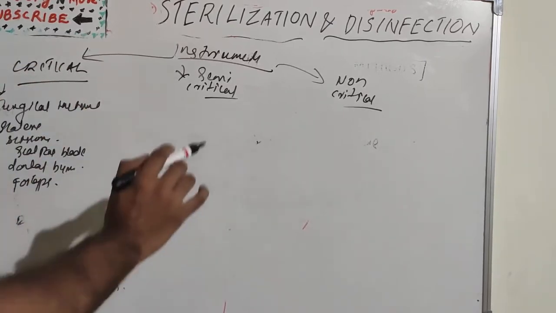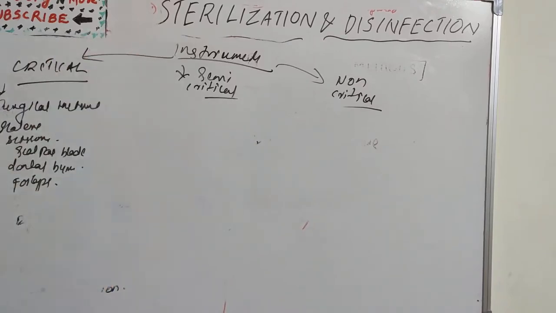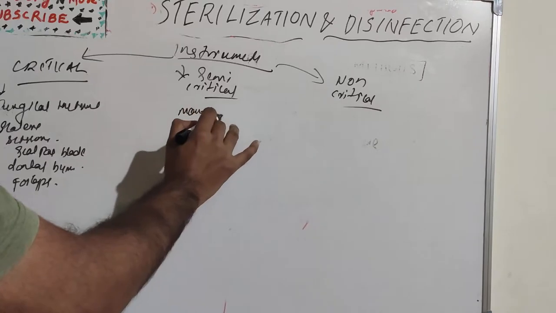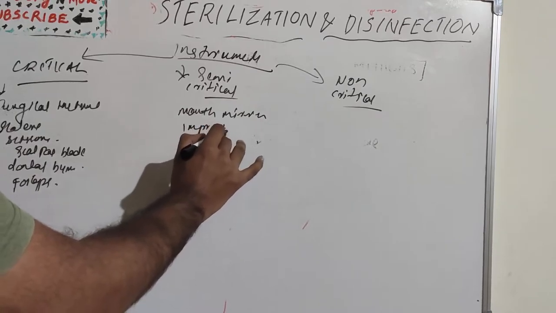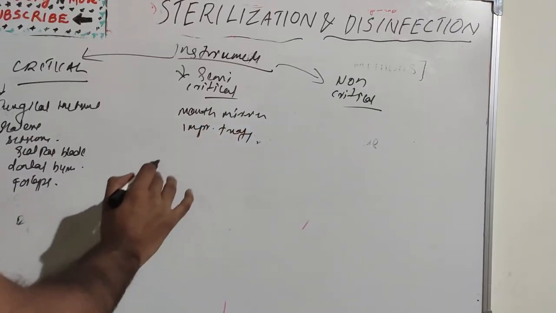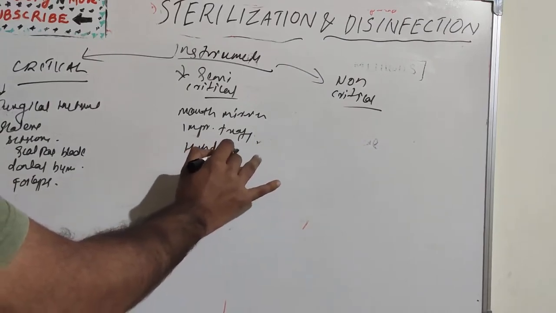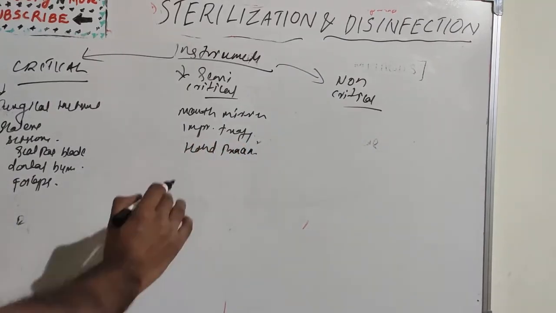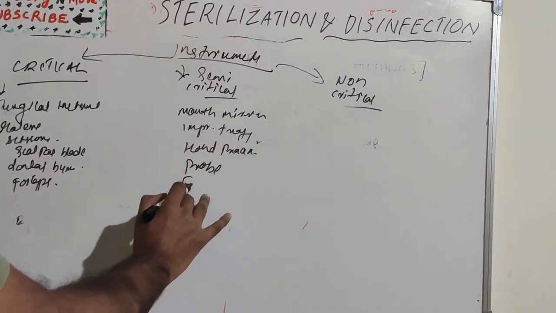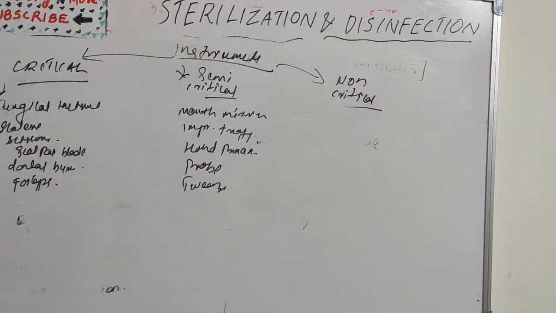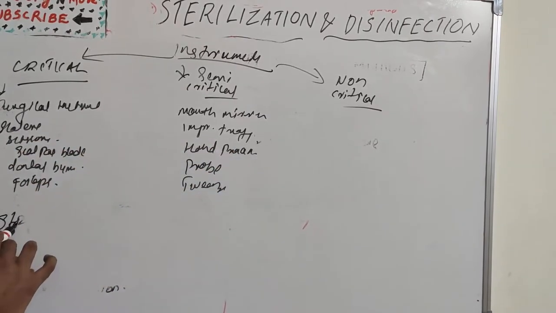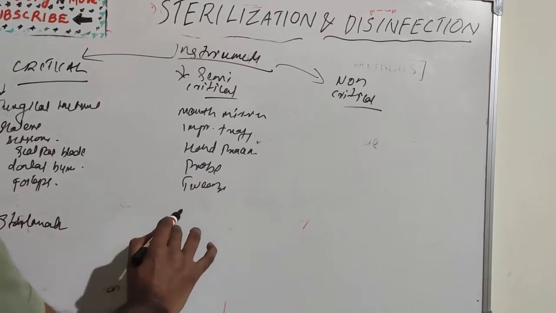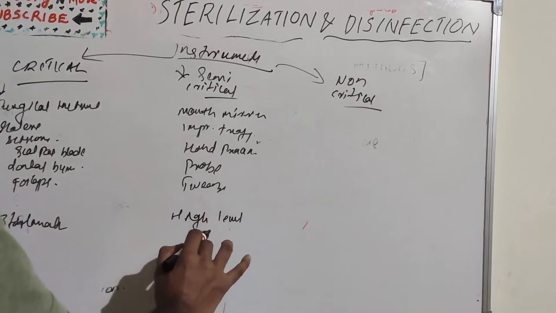Whereas semi-critical items contact the mucous membrane but do not penetrate the soft tissue, such as the mouth mirror. Then impression trays we use to take impressions in prosthodontics, and handpieces, various handpieces, micromotor, aerator, and probe and tweezers, all are diagnostic instruments. So these are semi-critical items which can go for high-level disinfection or sterilization. Okay, high-level disinfection or sterilization.